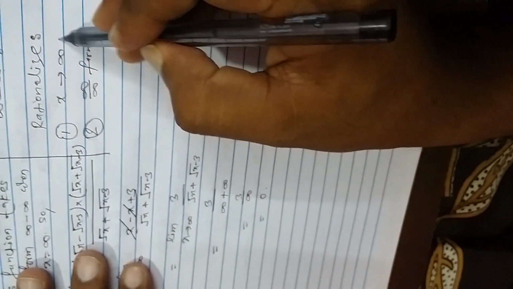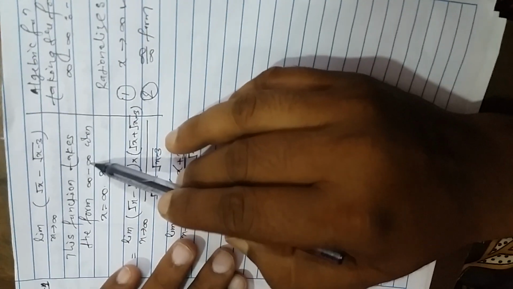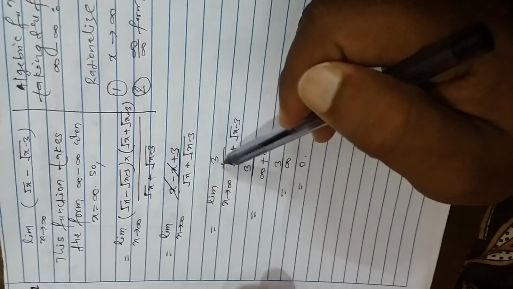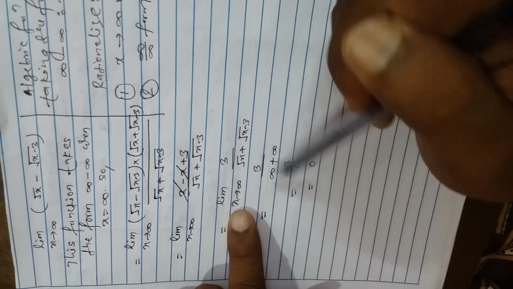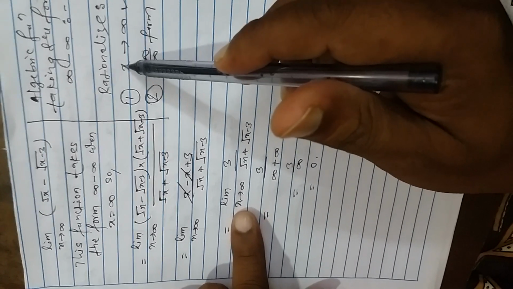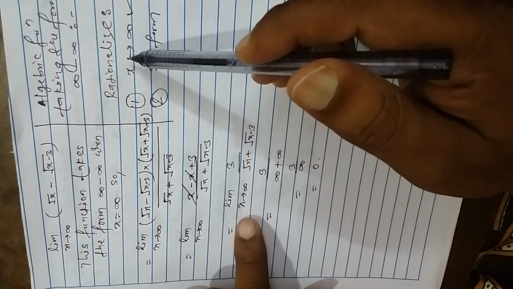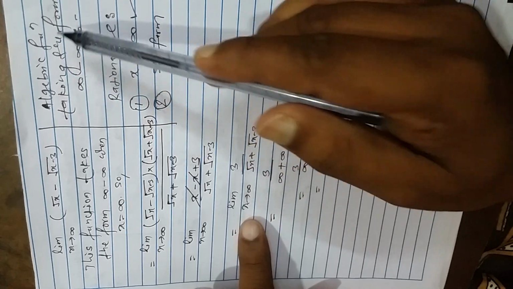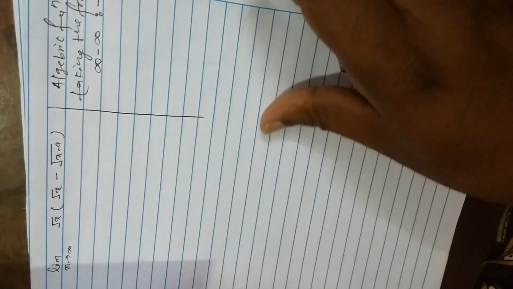This is the first type of numerical. For an algebraic function taking the form infinity minus infinity, we have rationalized. After rationalization, we simply substitute x equal to infinity and get the answer. This is not taking the form infinity upon infinity. Rather, after substituting x equal to infinity, we get the answer. This is the first type of numerical of algebraic functions taking the form infinity minus infinity. Let us move to the second type of numerical.